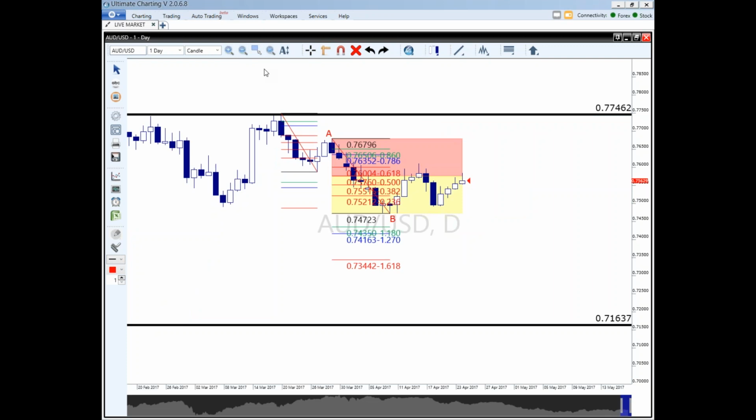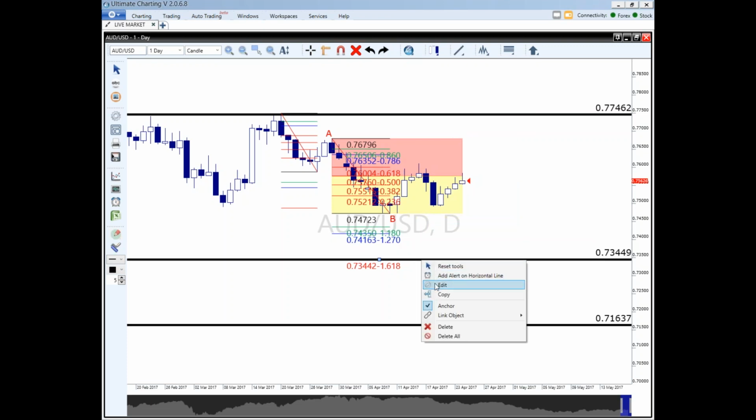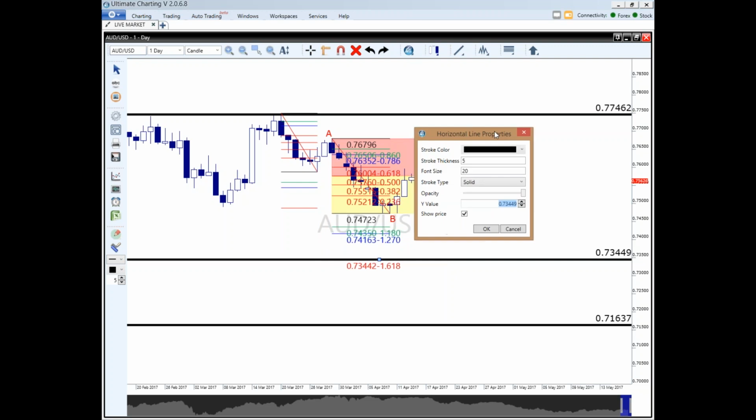And the A is at 0.76796. The B is at 0.74723. The C pullback came all the way up here to a 618 retracement at a high of 0.76103. So it's a 786 retracement. I'm sorry, 618 retracement. The 1.618 D extension here would be the target. So we map that out right there. 0.73442 would be the D extension.